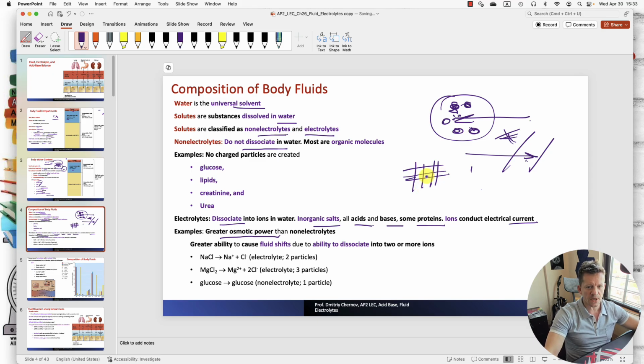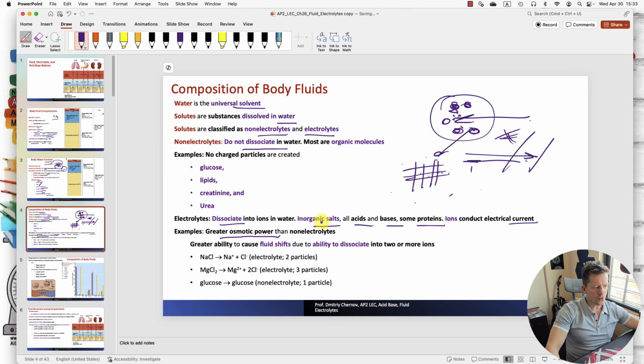Interstitial osmotic pressure, interstitial osmotic power, meaning that the solutes here have a higher concentration compared to what's in the cell or what's in the blood. So the water would be drawn towards the interstitial space. And that's caused by electrolytes, by the solutes.